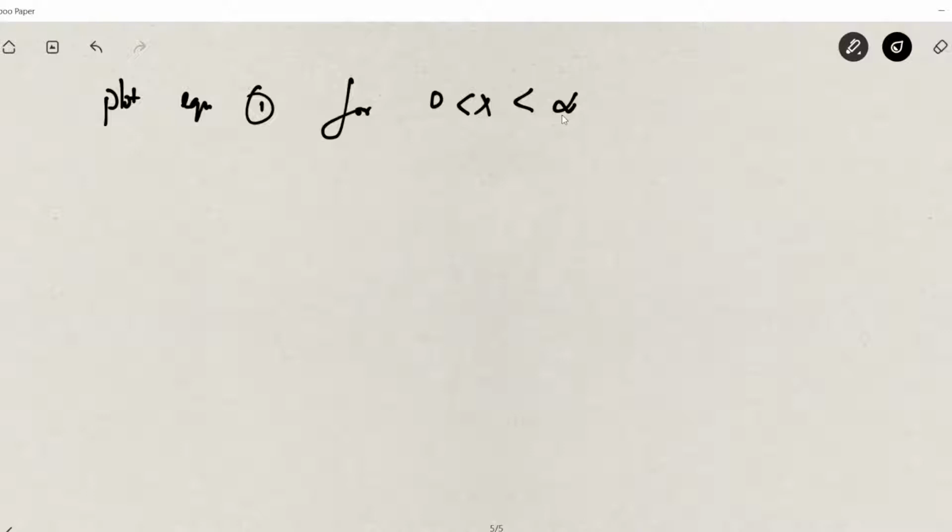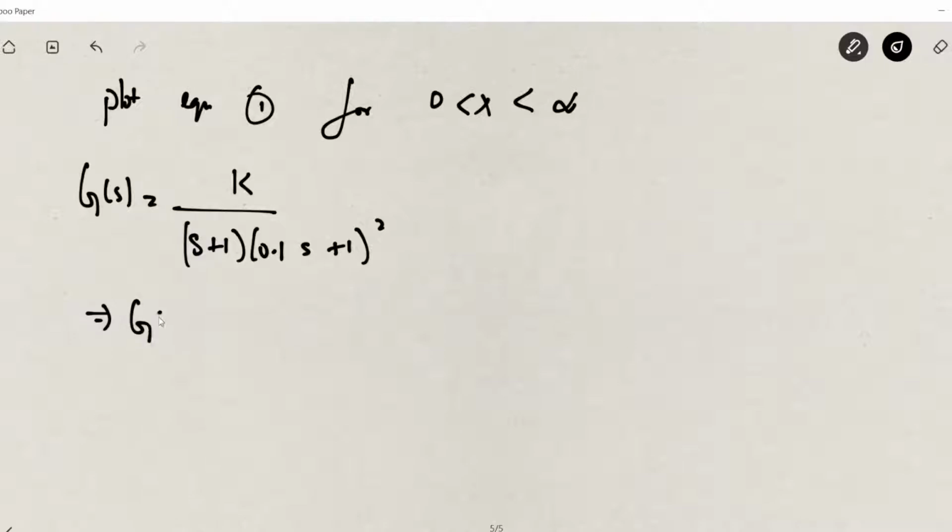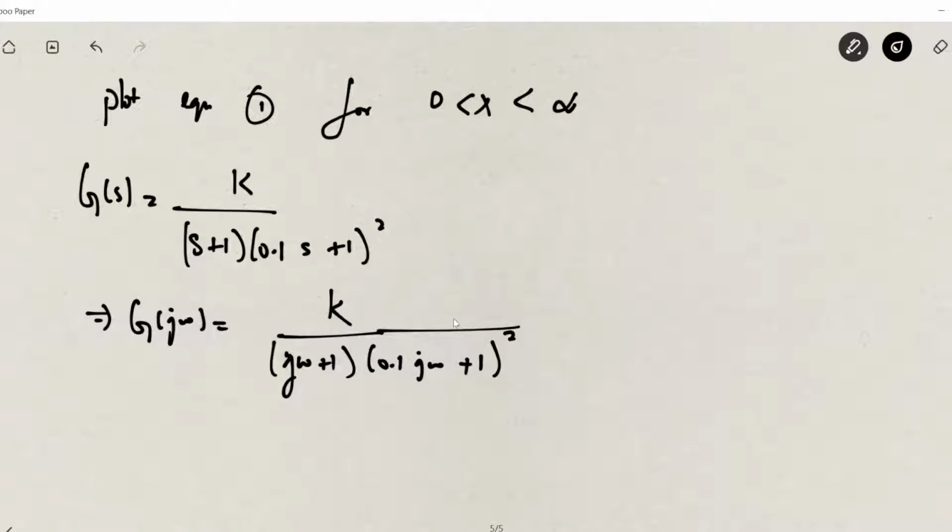Fine. And as far as G(s) is concerned, we have K divided by s plus 1 into (0.1 s plus 1) whole square, which implies G(jω) is equal to K divided by (jω plus 1) into (0.1 jω plus 1) whole square. So G(jω) is in this form. So what is the magnitude of G(jω)?